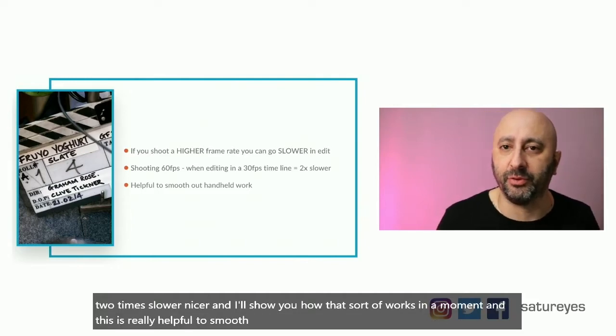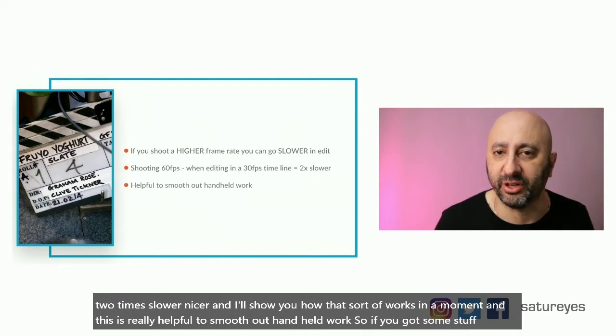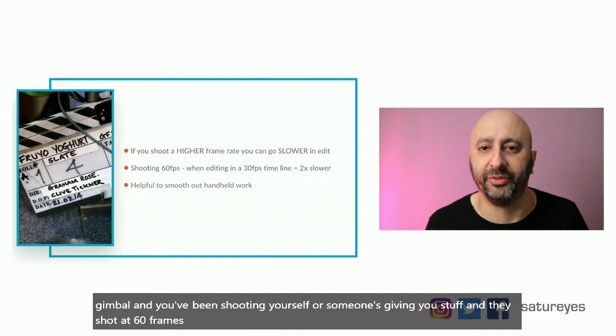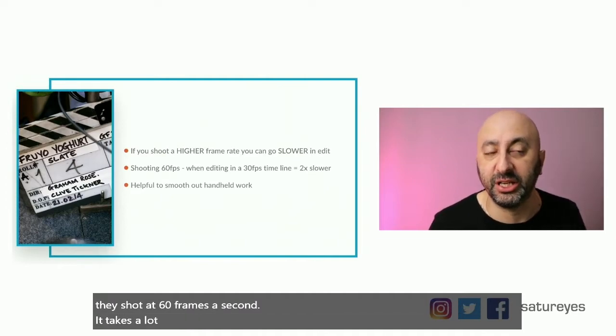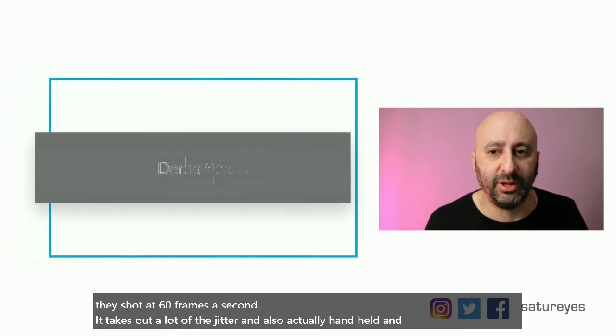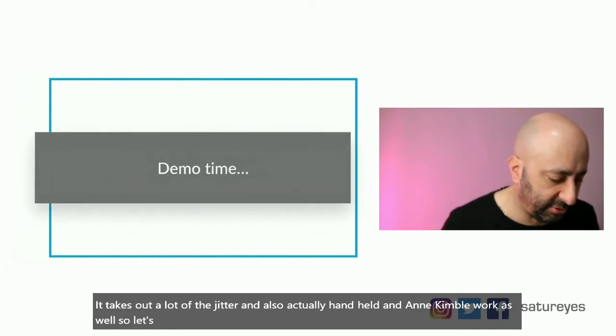So if you've got some stuff on a gimbal and you've been shooting yourself, or someone's given you stuff and they've shot at 60 frames a second, it takes out a lot of the jitter, and also actually handheld and gimbal work as well. So we've got some demos, but I'm going to just have a quick peek at some questions.